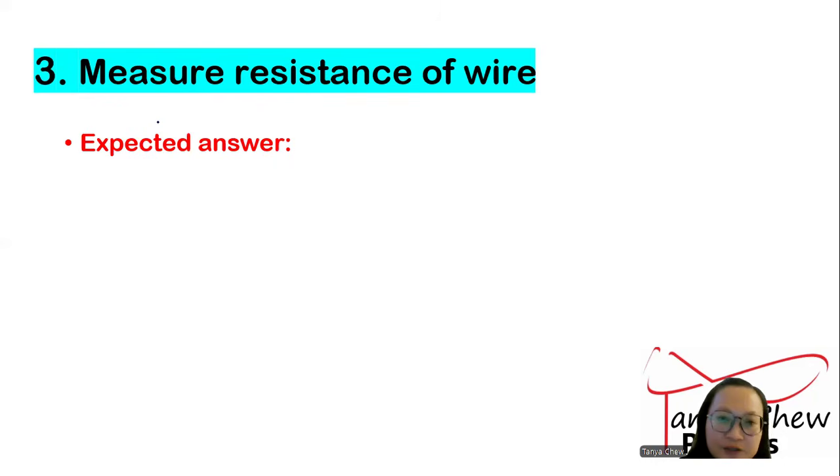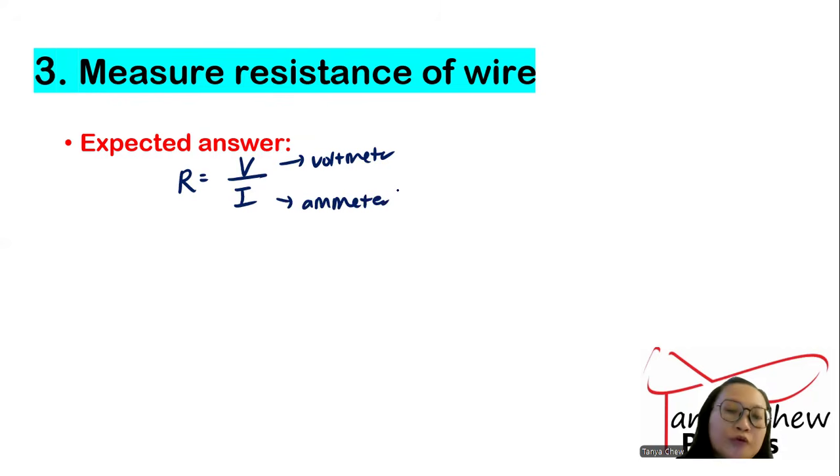Now, the third one, measure resistance of wire. So expected answer, we would want to see, we don't really use ohm meter in the lab, but we measure the resistance by using voltmeter. We want to see you use voltmeter. We want to see you use ammeter, and we want to see how you calculate the resistance. Normally, the formula of the resistance will be given, right? And then length of the wire, because this is the wire. How do you measure? Right? These are all the expected answer that we would want to see, right?